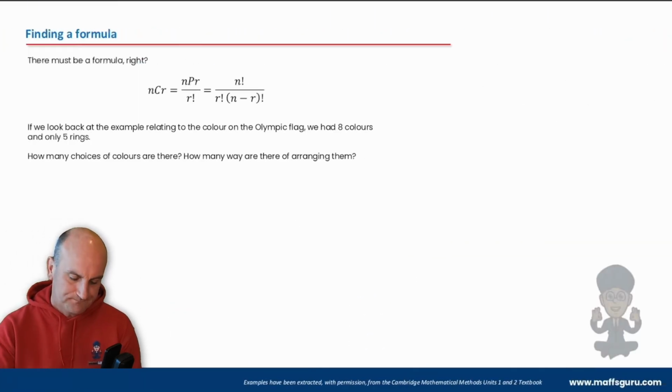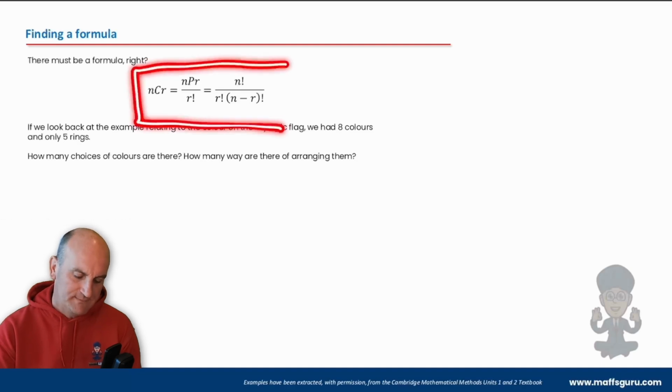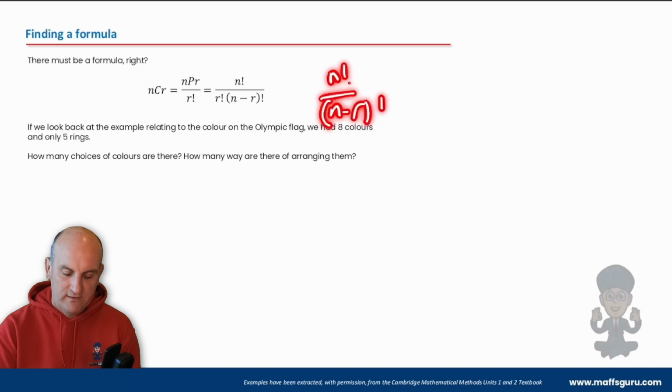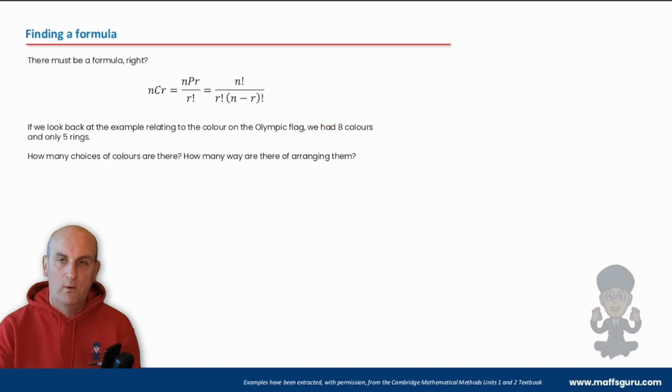Right, there is a formula. nCr is basically nPr divided by r factorial. We know that nPr is basically n factorial divided by (n minus r) factorial. So we're just adding that r factorial. And I'm going to try and work out why that is now.